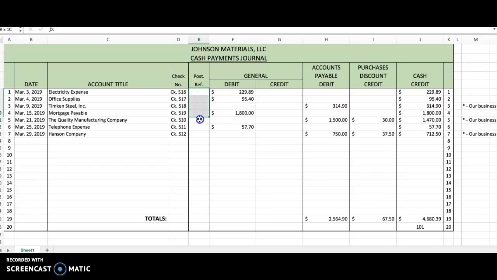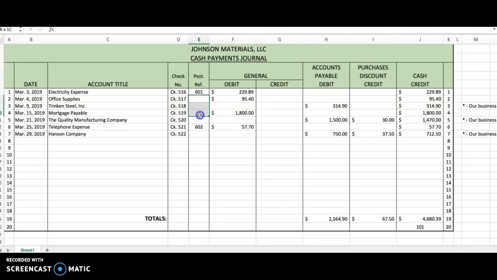And we would use this posting reference column for those accounts. So this is electricity expense. If that happens to be account number 601, we would put $229.89 in the debit side of electricity expense. If telephone expense is 602, we would put $57.70 on the debit side of telephone expense.